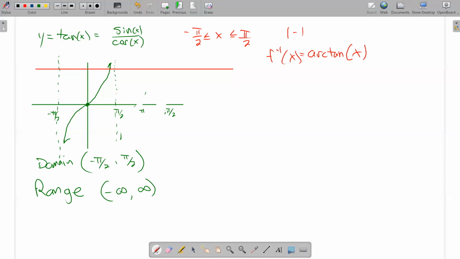For the inverse function, those are going to switch. So this is going to have a domain that is going to be from negative infinity to infinity, but the output is only between negative pi over 2 and pi over 2.